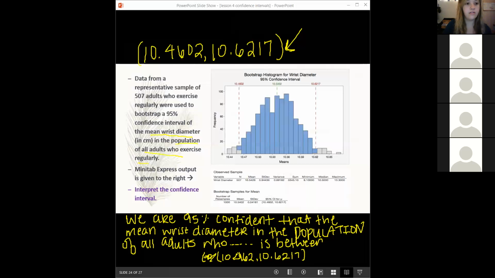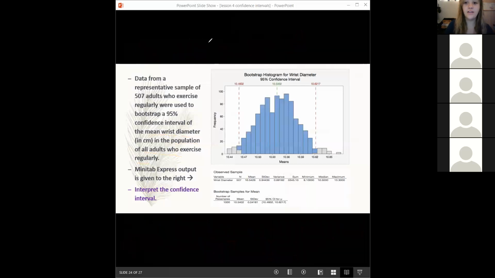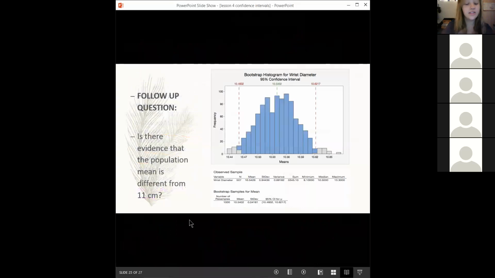All right. I have a follow-up question. We ain't done yet. Okay, so this is the same thing, same Minitab output. But given this, is there evidence that the population mean is different from 11 centimeters? Think about this one, given what we just concluded with that interpretation and all the information you have here, and then let me know what you think.